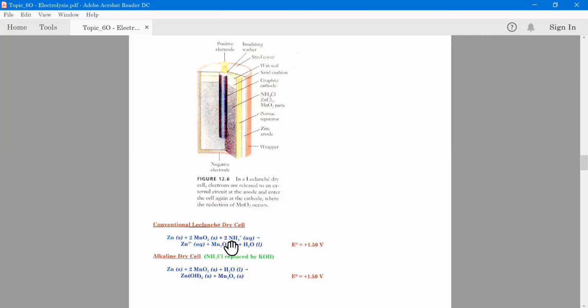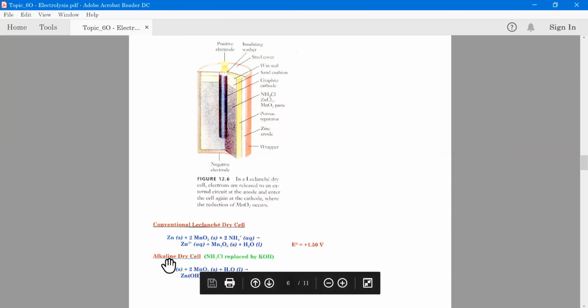And so the reason that this occurs the way it does is that the ammonium ions are simply spectator ions. They do nothing except make this a conducting material in here. Okay, and so the overall operation is what you see here, these reactions. Now, these conventional, old-fashioned dry cells aren't really used much anymore.